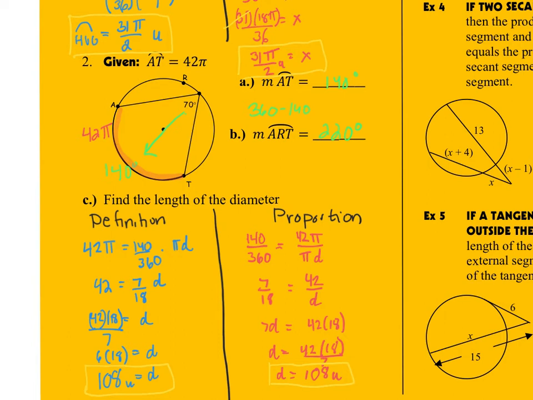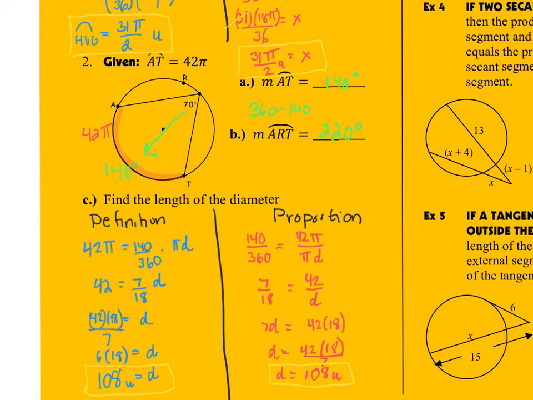And so when we look at this arc right here, we have the length and the measure, and what they want us to do is to find the diameter. So if I'm plugging in using the definition, the length of the arc is equal to the arc measure, 140, divided by 360, times the circumference. The circumference is pi times the diameter. We don't know the diameter, and so d will stay in there as our variable.